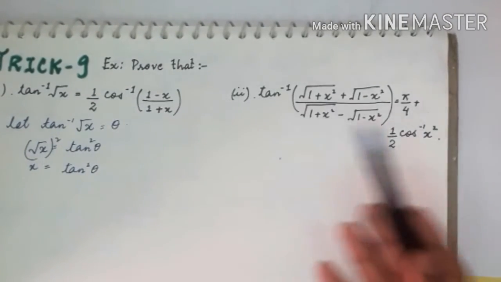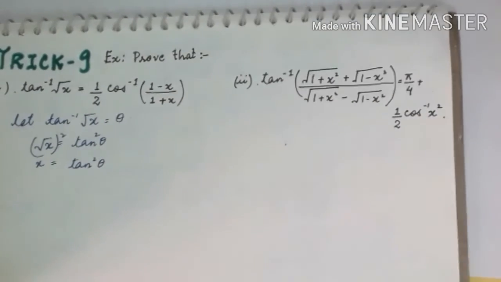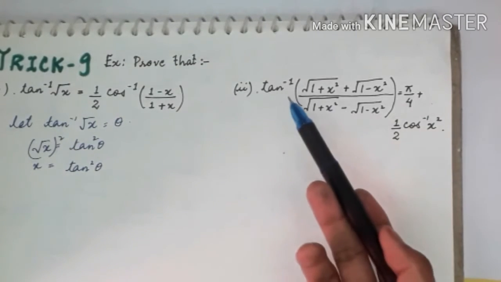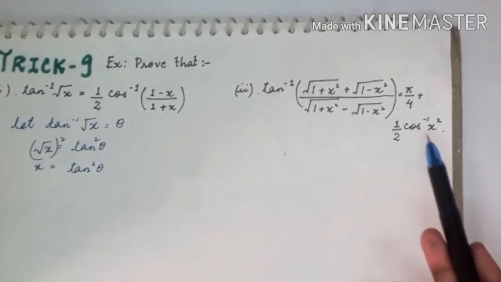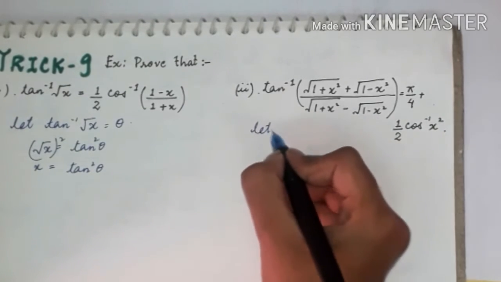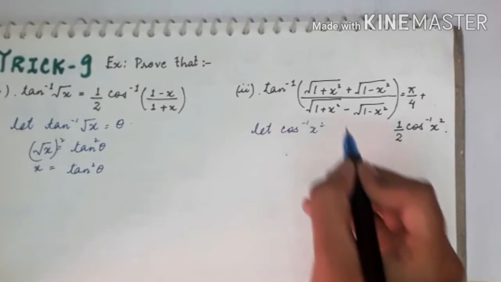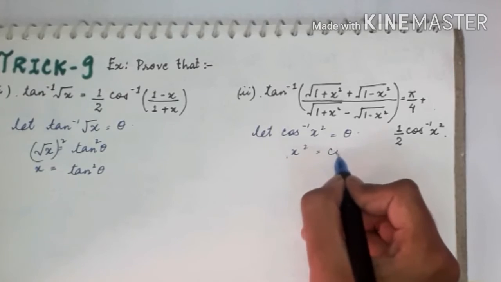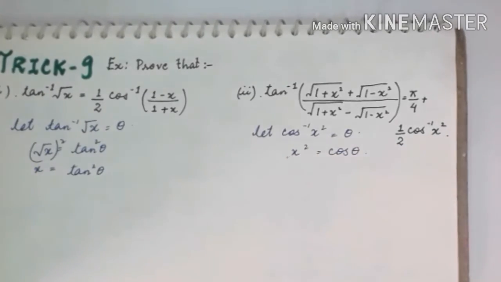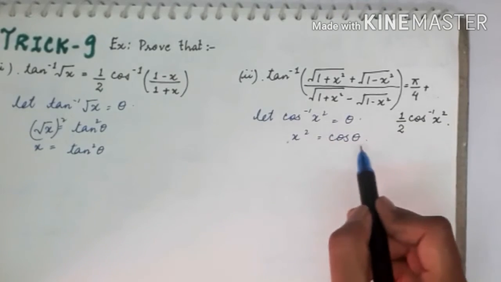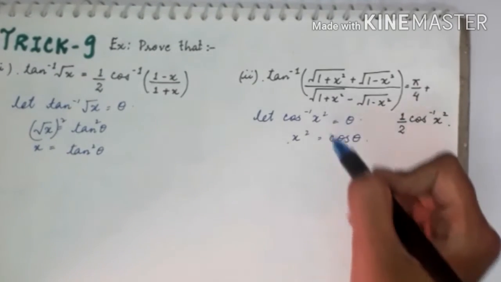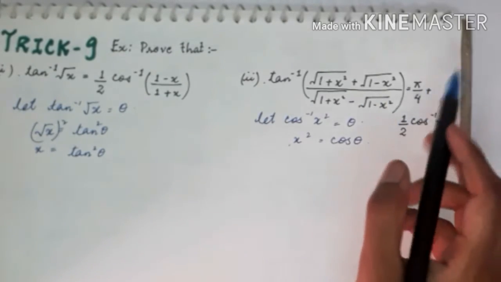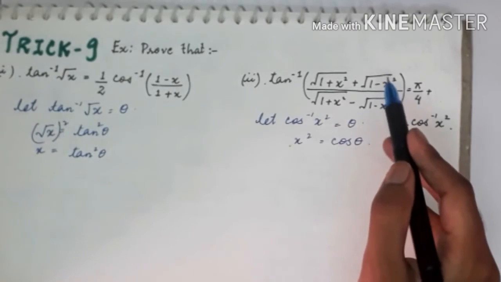Similarly, in the second one, see this question, how it sounds. You just have to let, which one is the simpler inverse trigonometric function? No, this is very complicated. This one is. So let it be. We have let cos inverse x square be equal to theta. Now x square is equal to cos theta. See, x square is equal to cos theta. Just put the value of x square as cos theta and then multiply with the conjugates or whatever you have to do. It's really very simple now. Now just try it on your own.